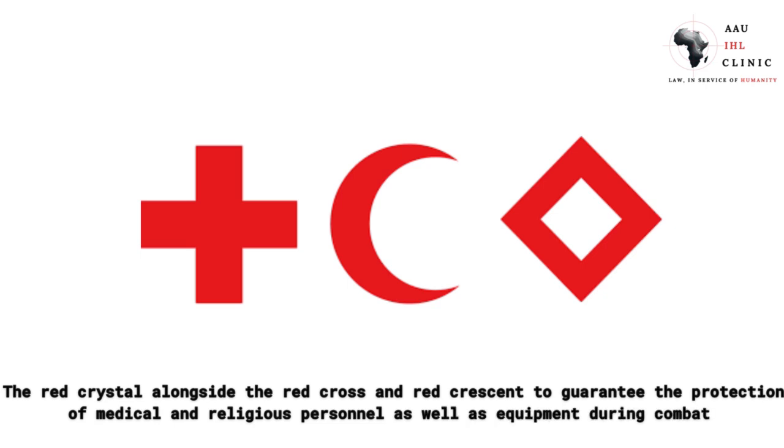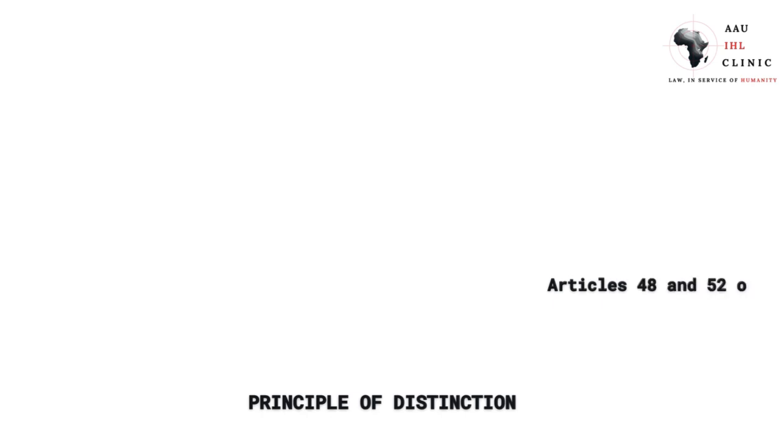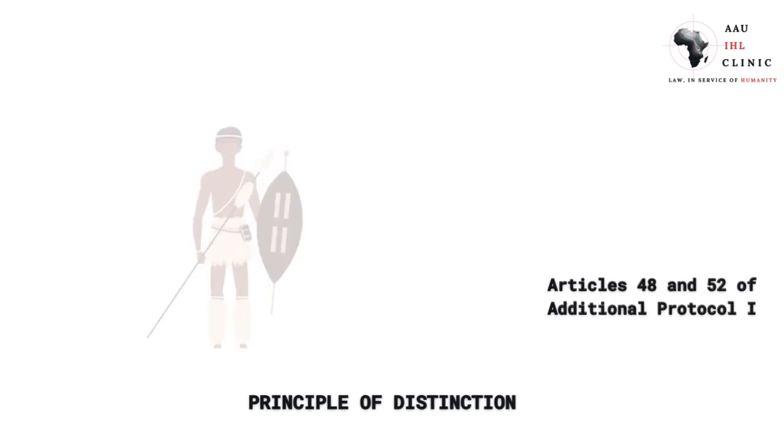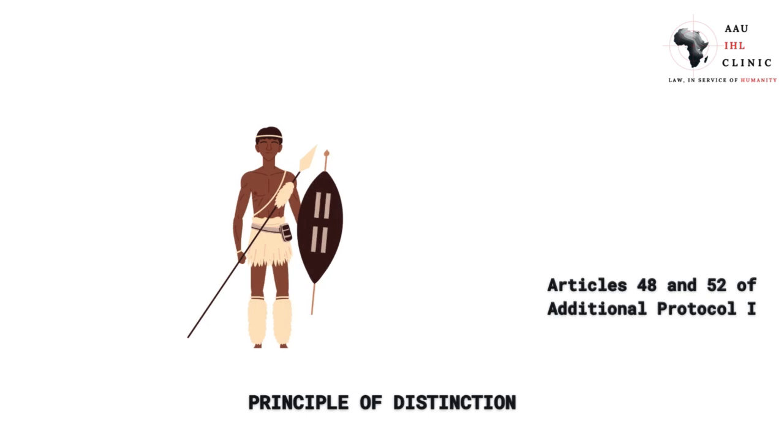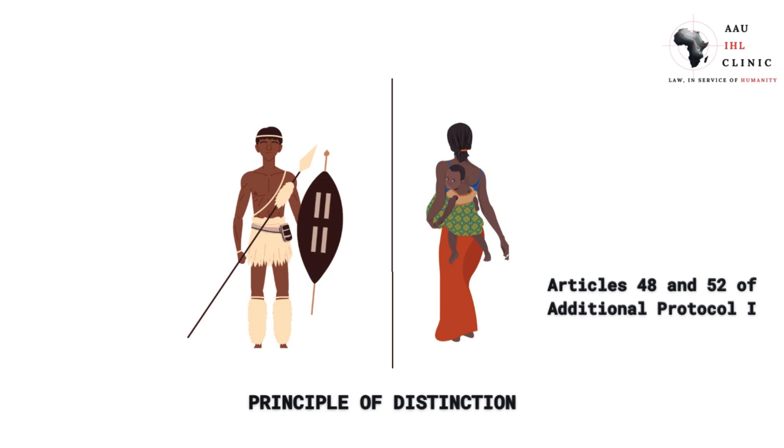Now let's discuss the fundamental principles of IHL. First, we have the principle of distinction. This principle, set out in Article 48 and 52 of Additional Protocol 1, mandates that parties to a conflict must distinguish between combatants and non-combatants, as well as between military objectives and civilian objects.